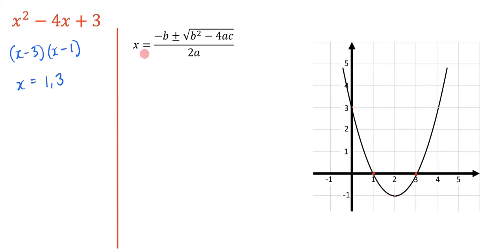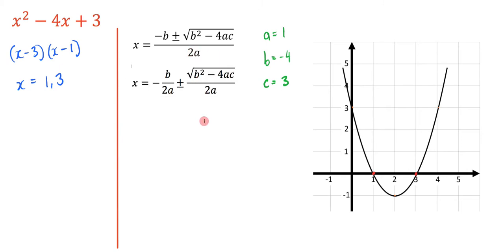Another way we could go about it, as I said before, was to use our quadratic formula. And we're actually going to do this now simply to understand the discriminant a bit more. So when we use our quadratic formula, the first thing that we do is identify our A, B, and C values. So my A value will be 1, my B value will be negative 4, and my C value will be 3. But before I plug them into my formula, I actually want to represent my formula in a different way. I'm going to represent it as this.